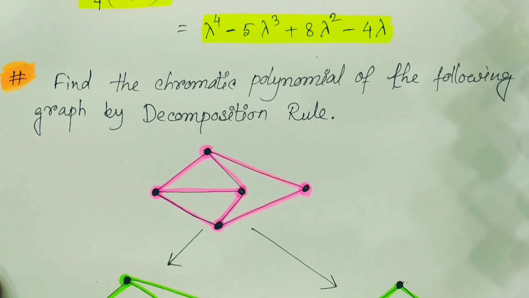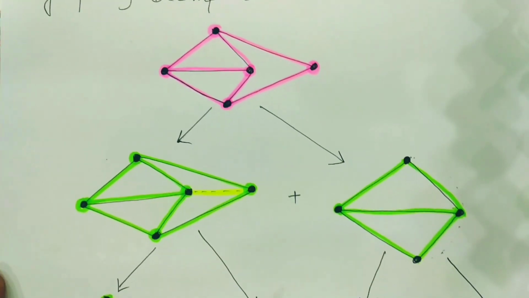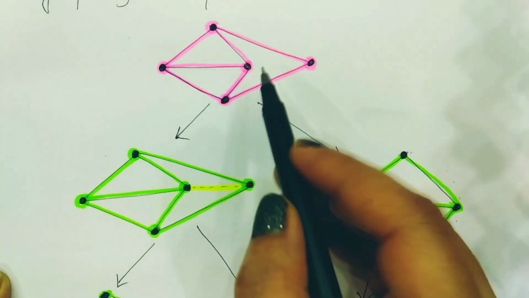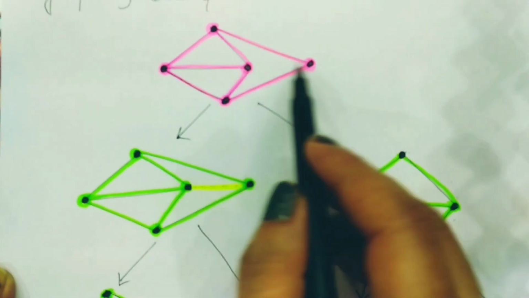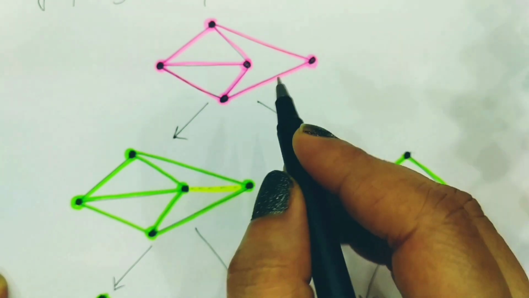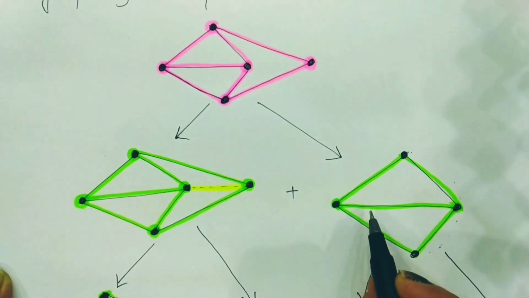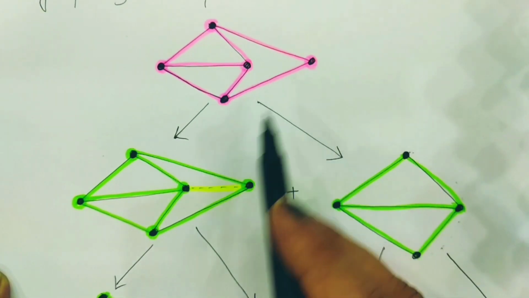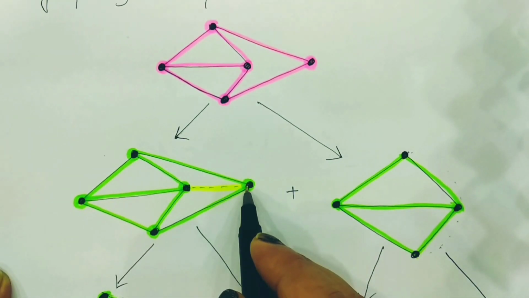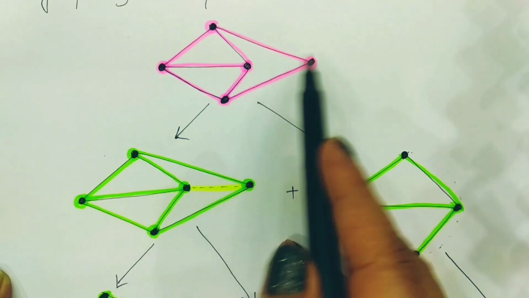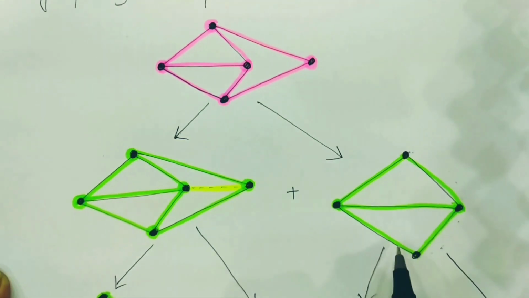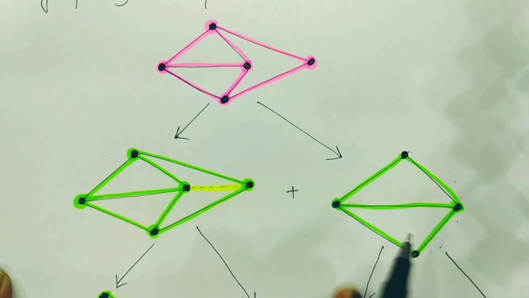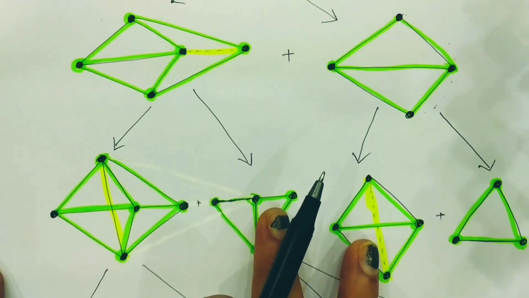One more example: by using the decomposition rule, we are supposed to find the chromatic polynomial for this one. Again here we find that non-adjacent vertices are present, so we should decompose it into two parts. By this decomposition, if we consider these two vertices, then we should add an edge in the first graph and we should merge these two vertices in the second graph. After merging, we will find this one as the graph. Both of them are non-complete graphs, so we should decompose further.